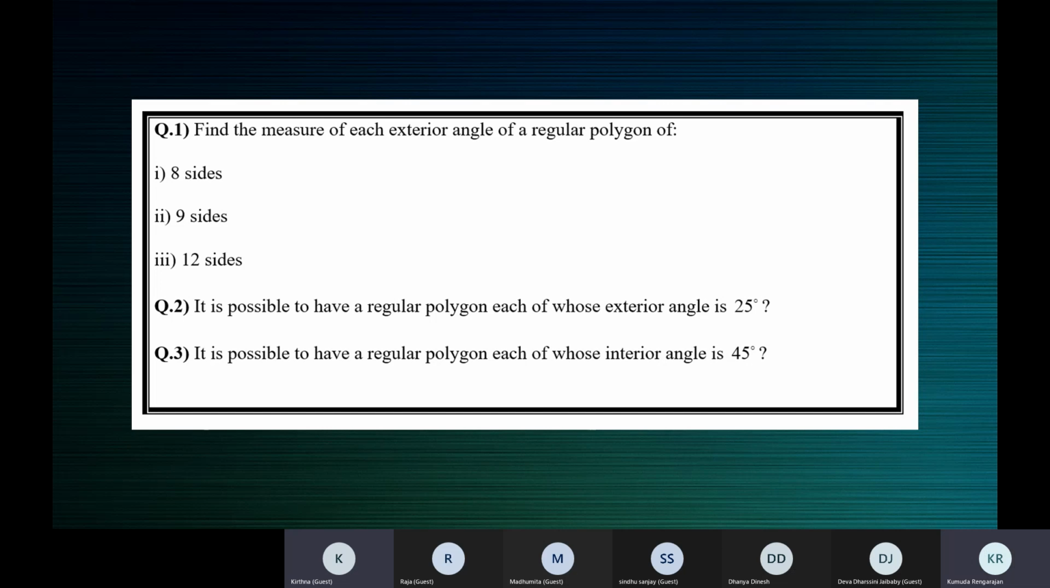How do you find each exterior angle? What is the formula to find each exterior angle of a regular polygon? Ma'am, the sum of interior and exterior angle is equal to 180 degrees. That we cannot use here because we don't know the interior angle. Ma'am, even if it is an interior angle, it comes like 1800 degrees. Okay, fine, you can do that. Then after that, you share your thoughts.